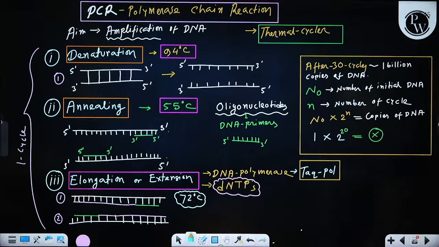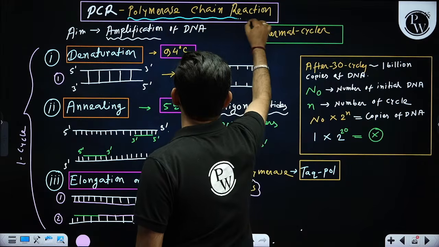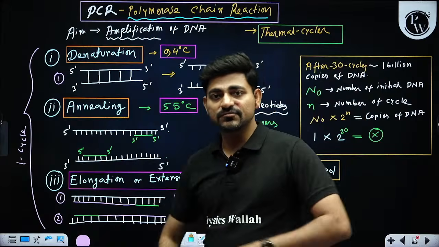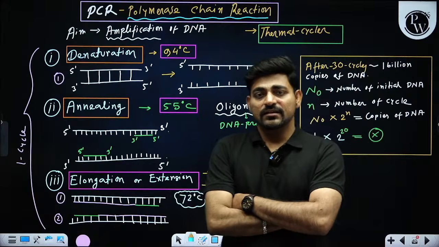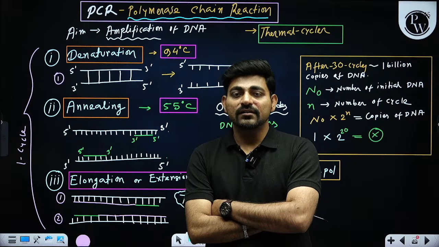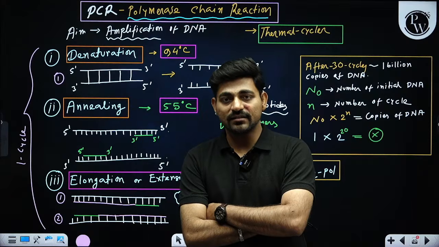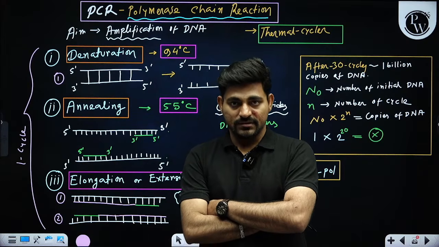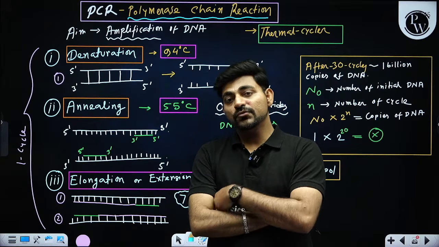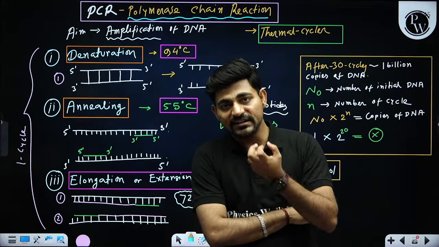Okay, so let's check the process of polymerase chain reaction. Why is it called polymerase chain reaction? Because here we will be needing thermostable DNA polymerase. We need to make multiple copies of that particular rDNA. So the process of making copies is to imitate the cellular replication mechanism in the laboratory.